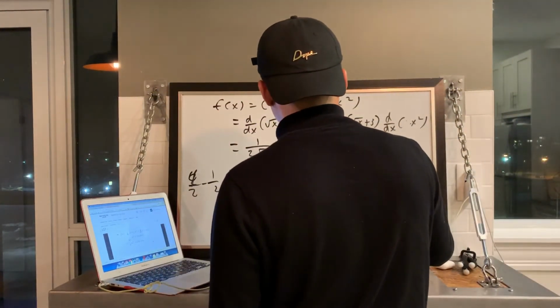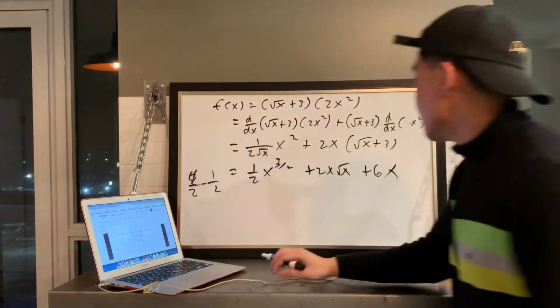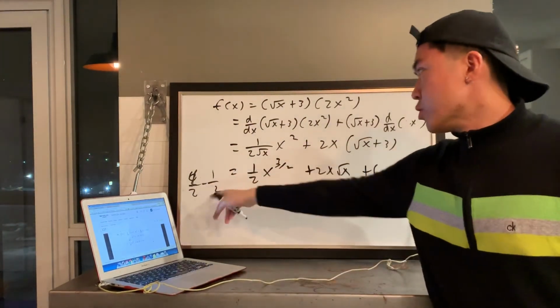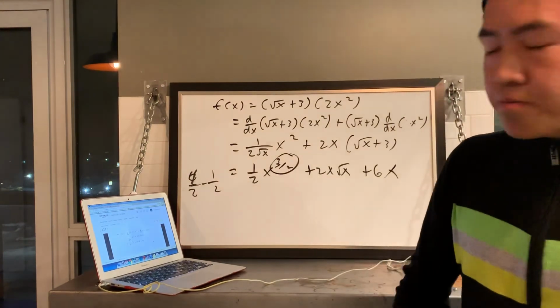Plus 2x, root x. You can add those if you wanted. Plus 6x. So you would have had 4 over 2 from there, minus 1 over 2, which is 3 over 2. That's how I got the x to the 3 over 2 over here. This is x to the 3 over 2.